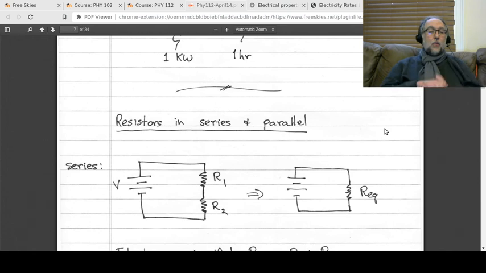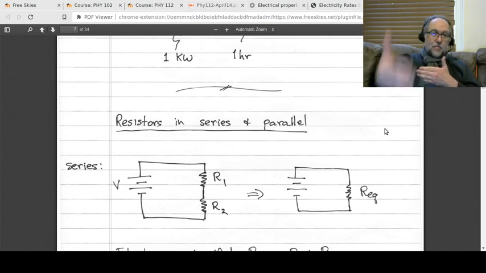Okay, so once again, I want to remind you that we're doing this theory in the abstract, but this could be applied to lots of different situations, even biology. You can have situations where you have cell membranes, and cell membranes have a certain amount of resistance, and you might have membrane after membrane after membrane.